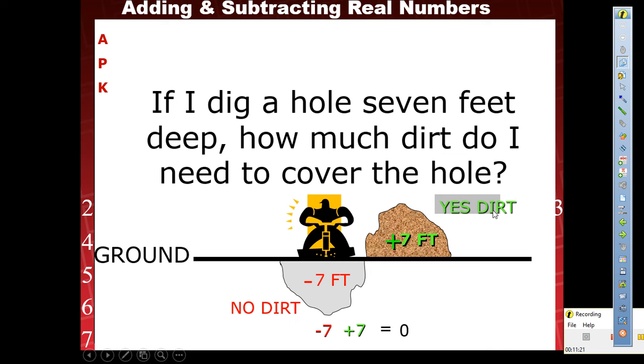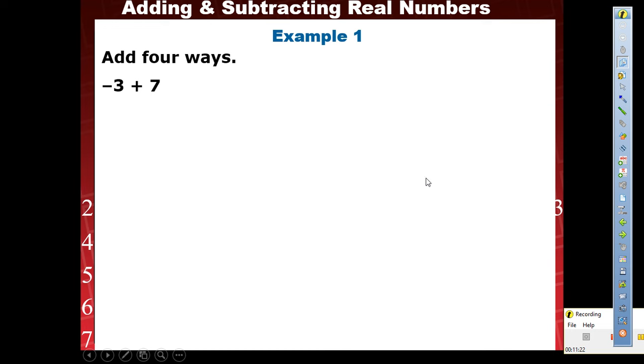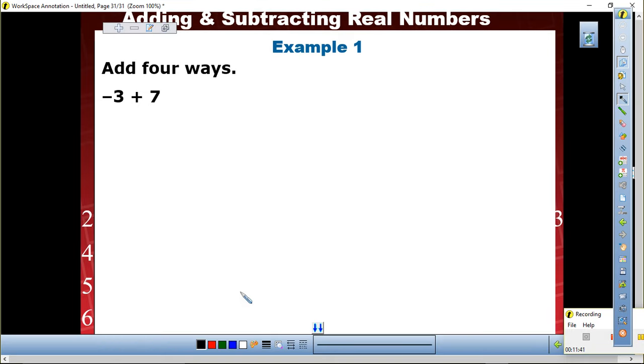So copy this. Example 1. It says add 4 ways, negative 3 plus 7. If it doesn't fit on the front side of your Cornell notes, do this in the back because you're going to need plenty of space. Once you copy that, I want you to do this. We're going to create 4 partitions like this.